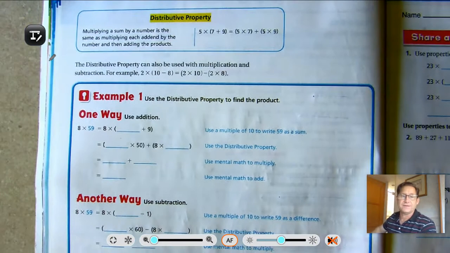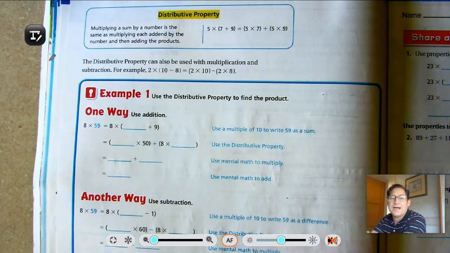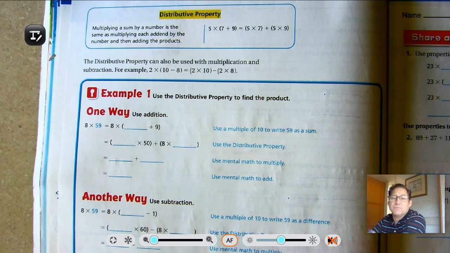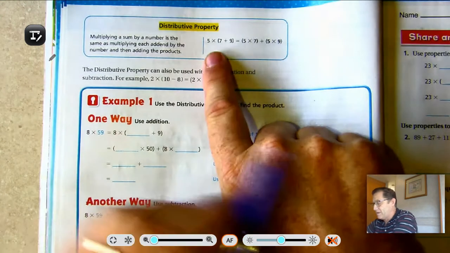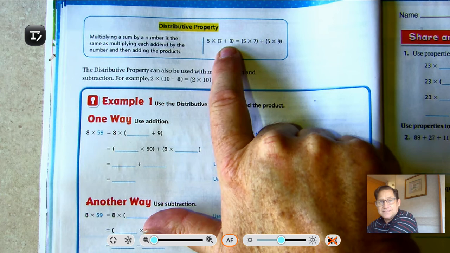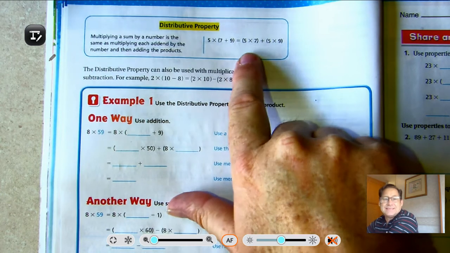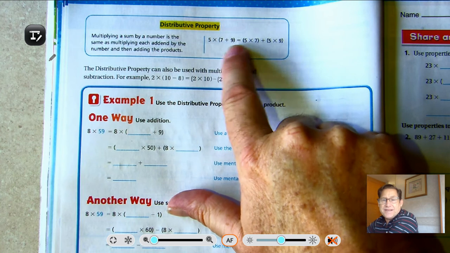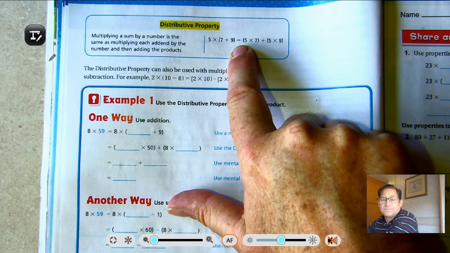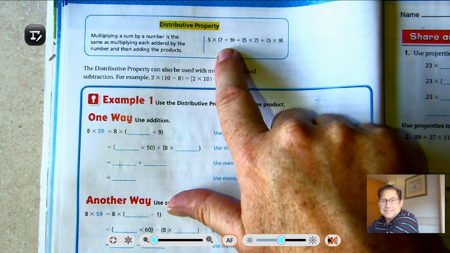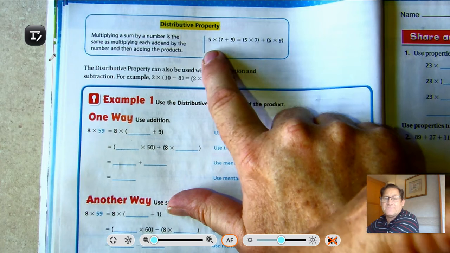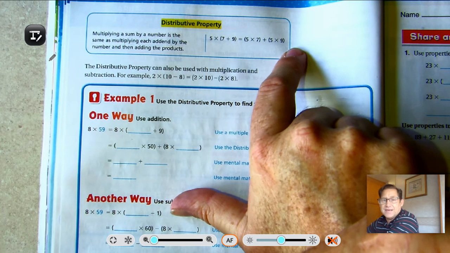All right, now, distributive property. Let's look at this closely. Multiplying a sum, so multiplying an addition number by a number, is the same as multiplying each addend by the number and then adding the products. So let's break that down. Multiplying a sum, so the sum is 7 plus 9, by a number is the same as multiplying each addend by the number. We notice that each of the addends, 7 and 9, is being multiplied by 5. We could say 5 times 16 and solve it that way. But the distributive property says that's the same as 5 times 7 plus 5 times 9.